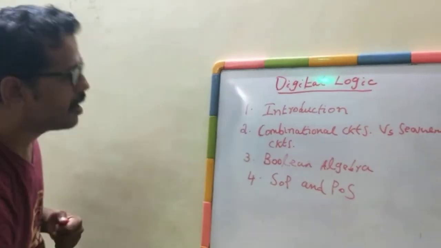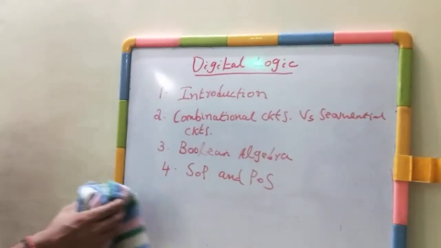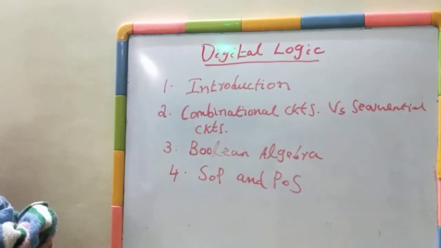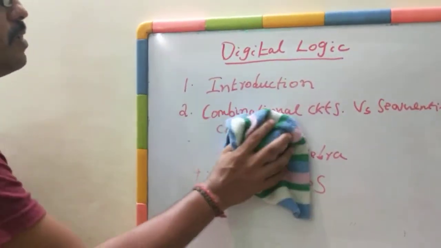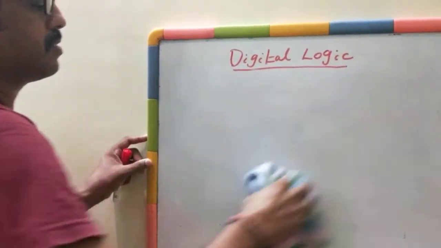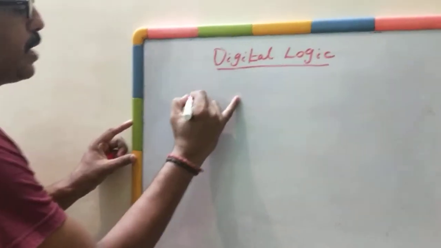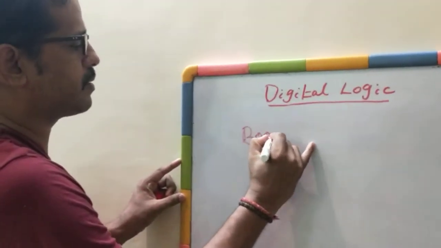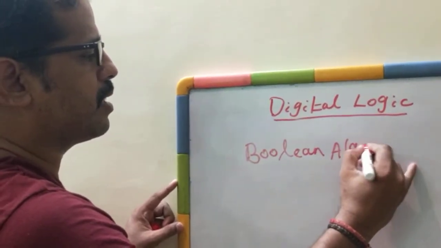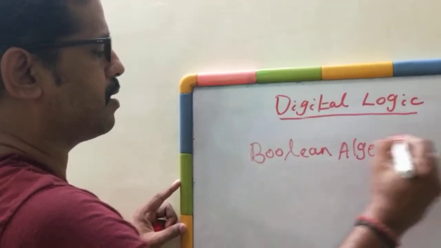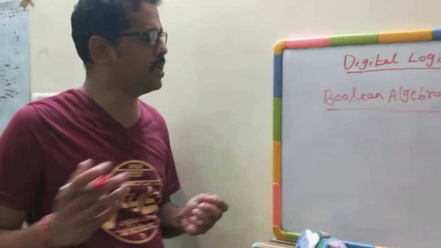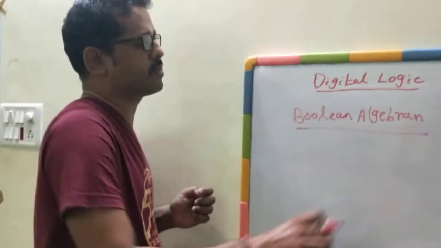Now let us go directly into Boolean algebra, since we have discussed the introduction and combinational circuits versus sequential circuits. As I already told you, Boolean algebra was proposed by George Boole. He has given many Boolean theorems that will be helpful for simplifying the logical expression or Boolean expression. We will see them one by one.